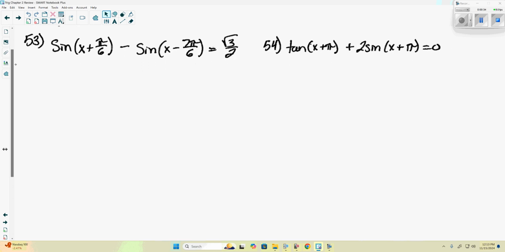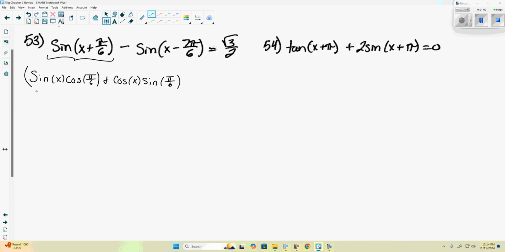So this first one here, sine of x plus pi over 6, is a sum identity, and we can replace it with its equation. So sine of x plus pi over 6 is the same as sine of x cosine of pi over 6 plus cosine of x sine of pi over 6. Now we can have that in parentheses because that is one set term, but since there's not a sign in front of it, it really doesn't make a difference.